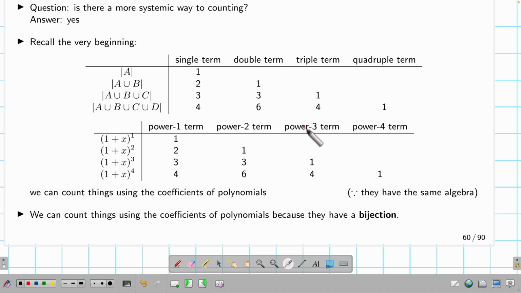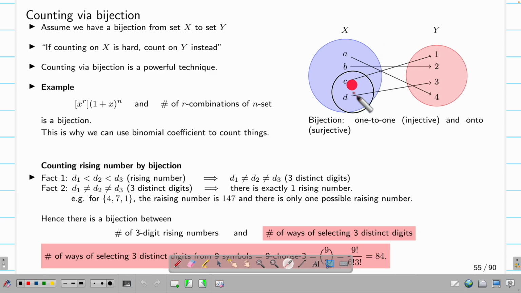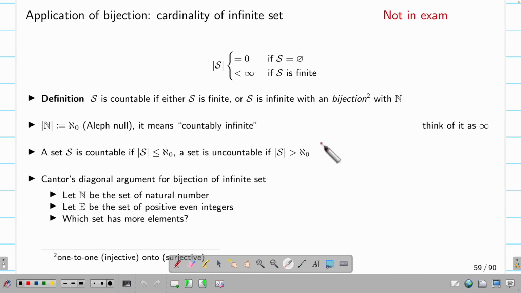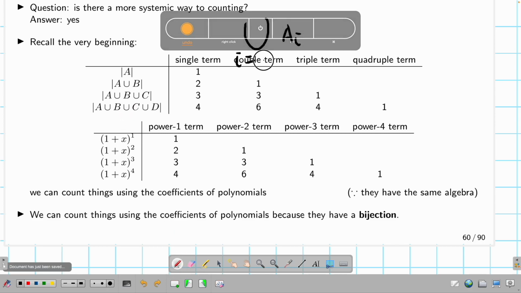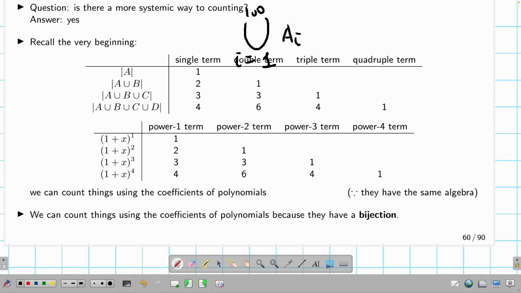That means there is a bijection. And by the idea that if there is a bijection and counting x is complicated, we can count y instead. That means we can count this using this. So this is actually how you count, for example, if I have a union from 1 to 100, that means A1 or A2 or until A100. It will be a mess, a lot of terms, right? How many terms are there?